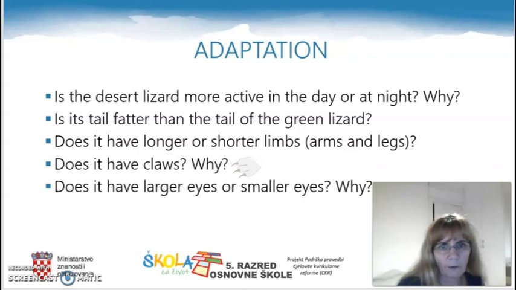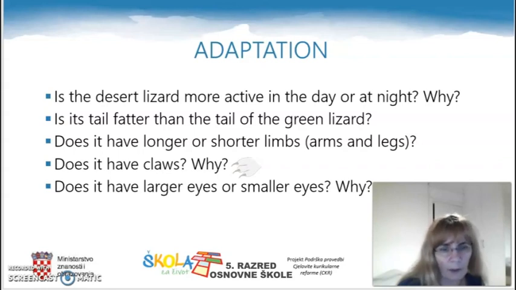Think about the following questions. Is the desert lizard more active in the day or at night, and why? Is its tail fatter than the tail of the green lizard? Does it have longer or shorter limbs? And limbs are arms and legs. Does it have claws? And why? Claws, you can see the claws here in the drawing. And does it have larger eyes or smaller eyes? And why? So what are the adaptations that the desert lizard has to have to live in the desert?